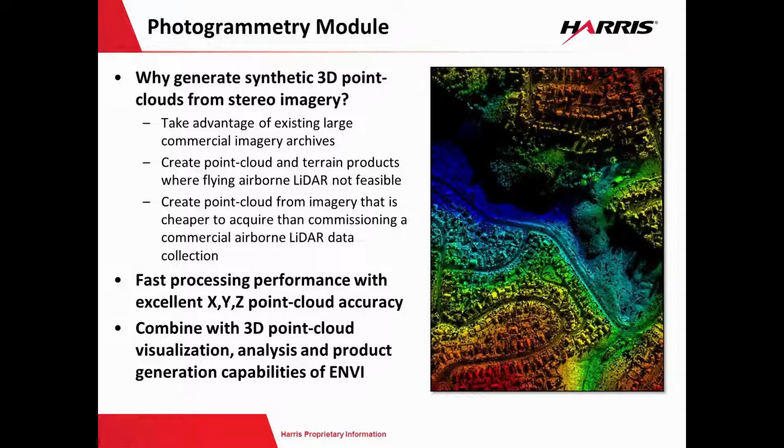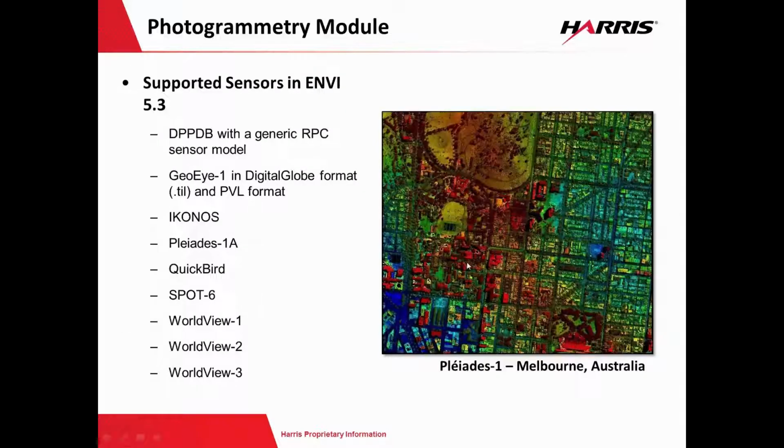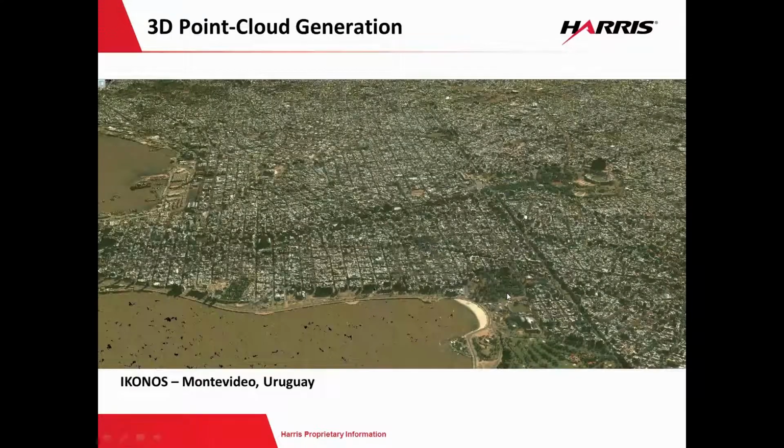The Photogrammetry module provides fast processing performance, excellent XYZ point cloud accuracy, and when a 3D point cloud is combined with multispectral imagery in ENVI, there are a lot of options which you can use to generate various different products. At version 5.3, these are the sensors that are currently supported, though we do expect this number to grow with subsequent releases. These are the ones in this first round of the Photogrammetry module that have made their way in. And so the next few slides really just show a couple of examples that our engineers have given over to us as they were testing this product.